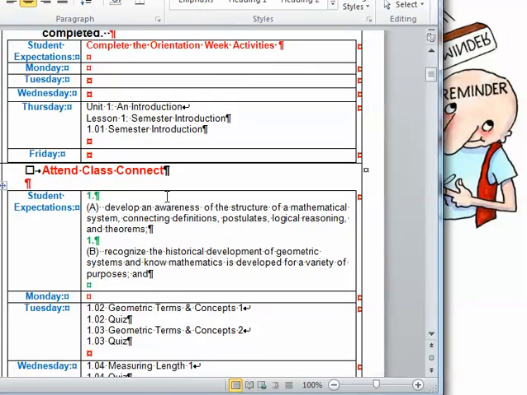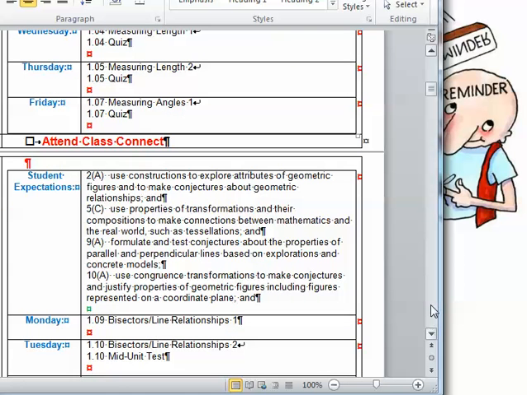It says, developing an awareness of the structure of mathematical systems, connecting definitions, postulates, and logical reasoning theorems, recognizing the historical developments of geometric systems, knowing how mathematics is developed in a variety of processes. That's some of the things we're doing. And then here, using constructions to explore attributes of geometric figures and make conjectures about geometric relationships. Okay? That's exactly what we were doing right there.